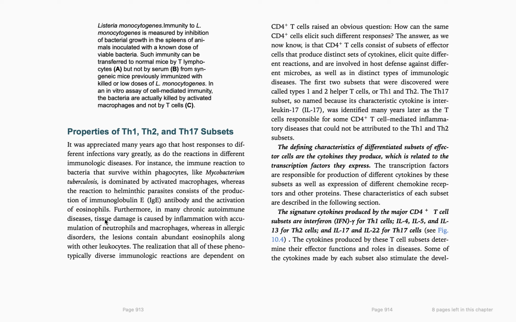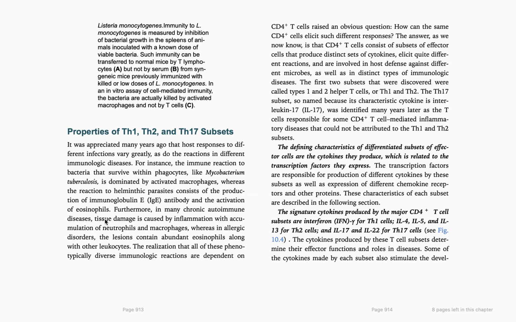The realization that all of these phenotypically diverse immunological reactions are dependent on CD4 T cells raised an obvious question. How can the same CD4 cells elicit such different responses? The answer, as we know now, is that CD4 T cells consist of subsets of effector cells that produce distinct sets of cytokines, elicit quite different reactions, and are involved in host defense against different microbes as well as in distinct types of immunological disease.